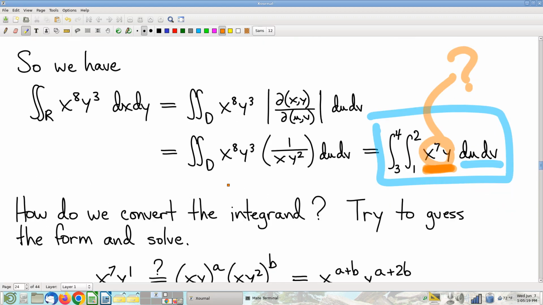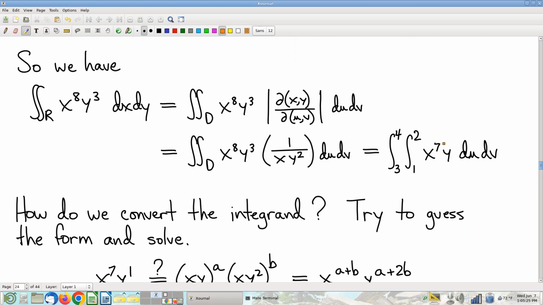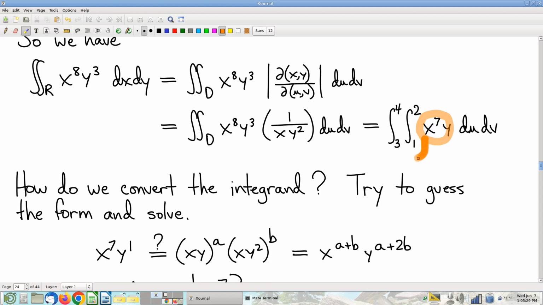First of all, notice, technically I don't need to solve for x and y. I don't need to know what x is. I don't need to know what y is. I just need to know what x to the 7th times y is. Just the one thing. That's it. So don't bother solving for x. It's unnecessary work. And likewise, don't solve for y.